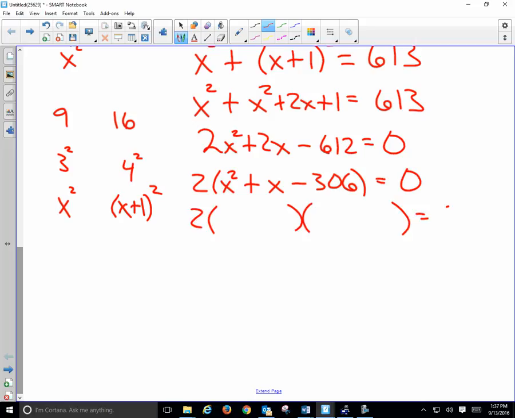So now let's factor this. We need two numbers that multiply to 306 that add to positive 1. So they're going to be pretty close together, right? I mean, if they add to positive 1, then it's going to be like negative 15 and positive 16 or something like that, right? So what do you multiply by itself to get a number close to 306? Well, if you're really good with your squares, you know 17 times 17 is 289, and that 18 times 18 is 324.